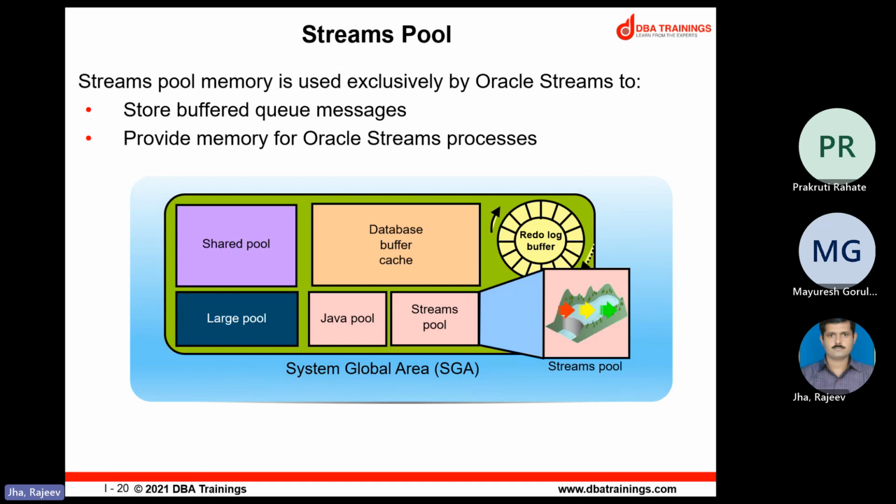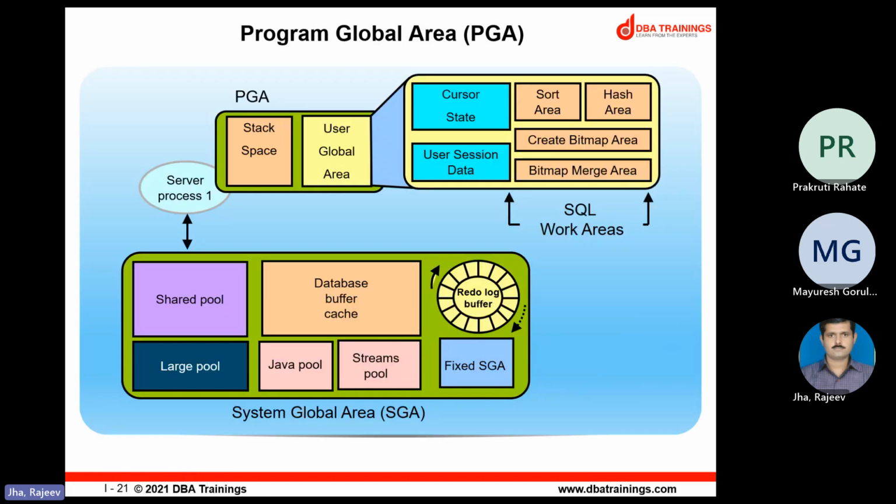Stream pool. As I told, stream pool will be used only in the case of streaming purposes. If you remember, earlier we also talked about export and import from one machine to another machine using Oracle Data Pump and GoldenGate technology. So in those cases when you are streaming, basically store, buffer, queue, messaging purposes, we can use the stream pool. So that's the reason we are using the stream pool.